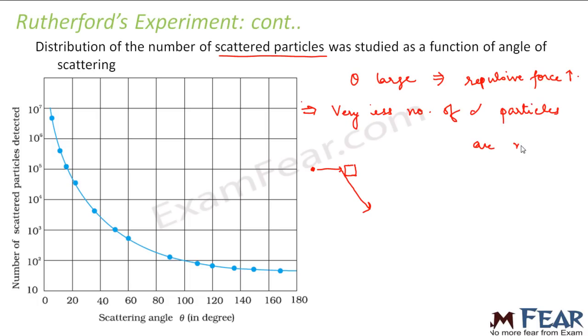are repelled, right? Because there are very less number of alpha particles which are scattered by large theta. Now since there are very less number, therefore there are very less number of alpha particles which are repelled. So what does this mean? This means that the dense part inside the atom is very small. That means the atom is not dense everywhere, as was told by Thomson.